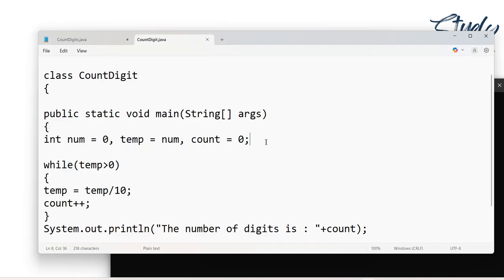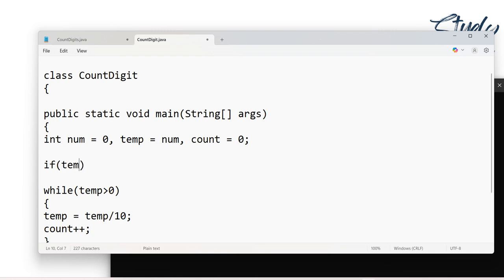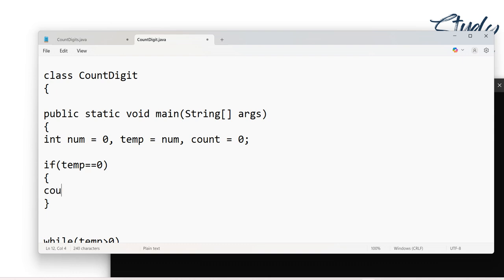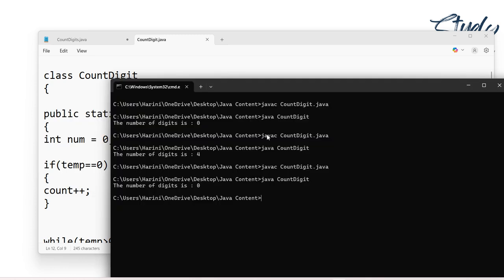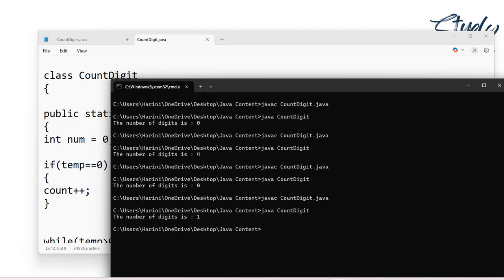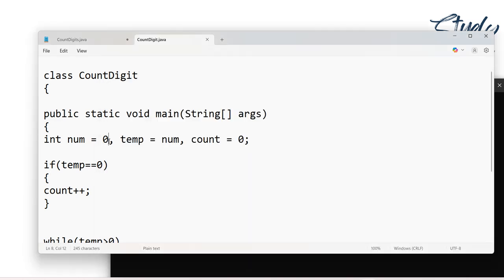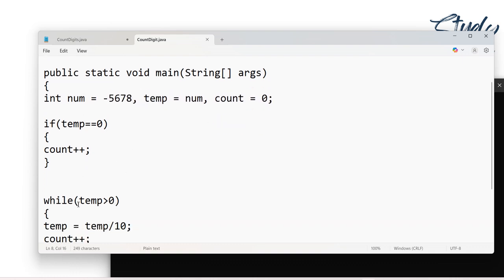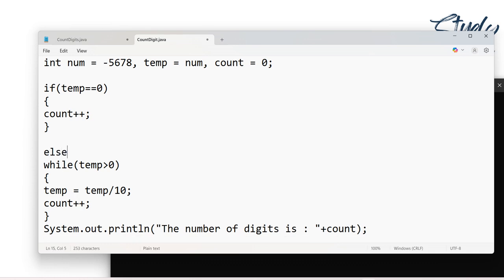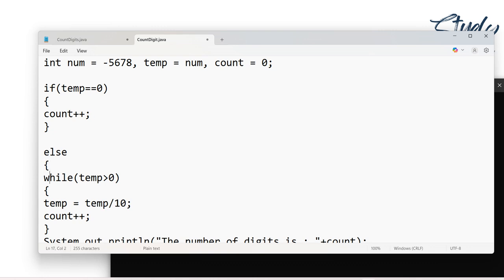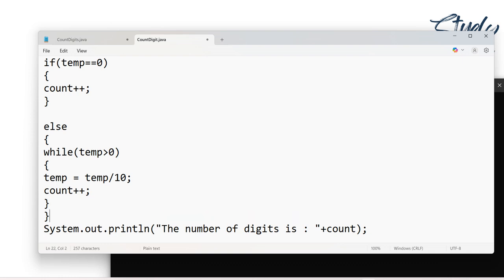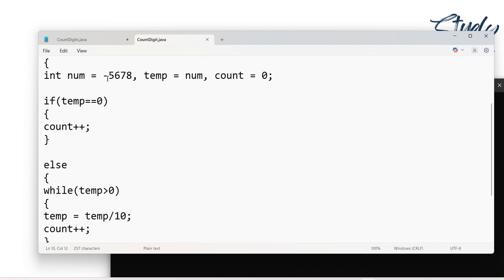So what do we do? So this is how we go to write. If temp is equals to 0, count plus plus. As you can see, now the number of digits is 1. Now one other scenario, let's look at it. Negative numbers. Minus 5, 6, 7, 8. Now before we go to the negative scenario, we've used if, so we'll use else here. If it is 0, then just give me 1. If it is not 0, then please do this for me. Okay. Now I have one more scenario where we are talking about a negative number here.